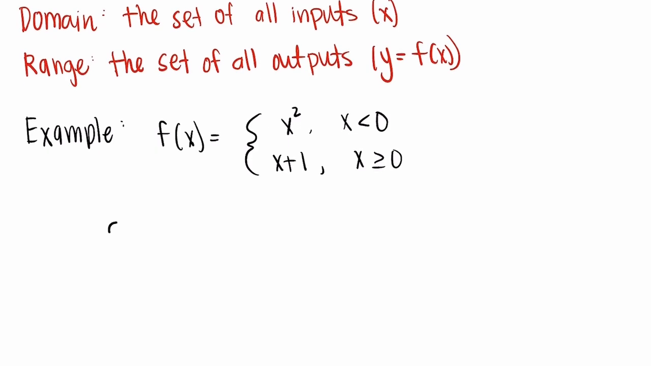So if I said something like, find f of -4. I want to know what is f of -4. Am I going to use the top part of this function or the bottom part? We're going to use the top. How do we know we're using the top? X is less than 0. And so this would be -4 squared, which is 16.